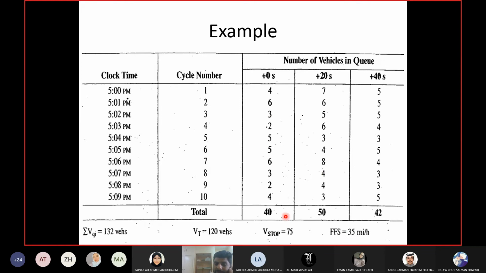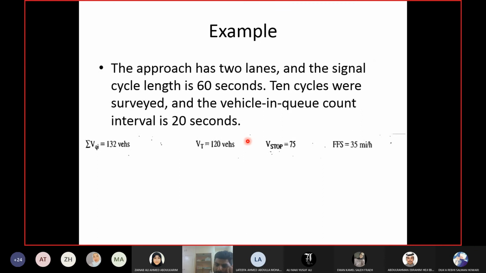Okay, so they have done the summation of each column, then they did the summation of the 3 columns. 40 plus 50 plus 42 gives you 132. Summation of each column is not required. Just sum up the total number of values, all the values. This is 132. They did the summation of each column just to explain to you what they are doing, just to make things easy for you. VIQ is a summation of all the values in this table.